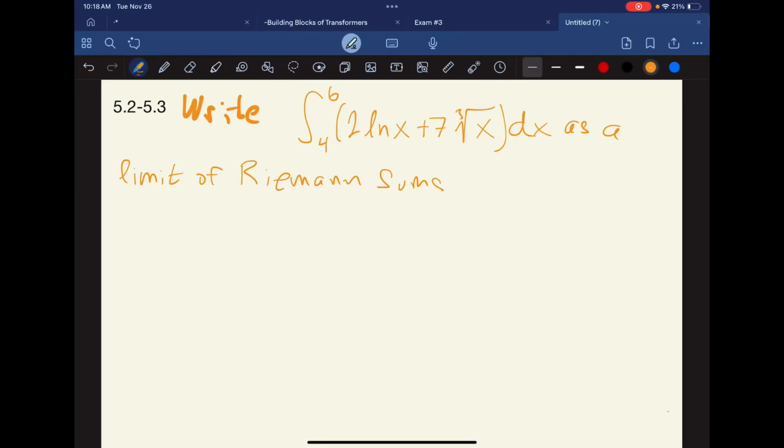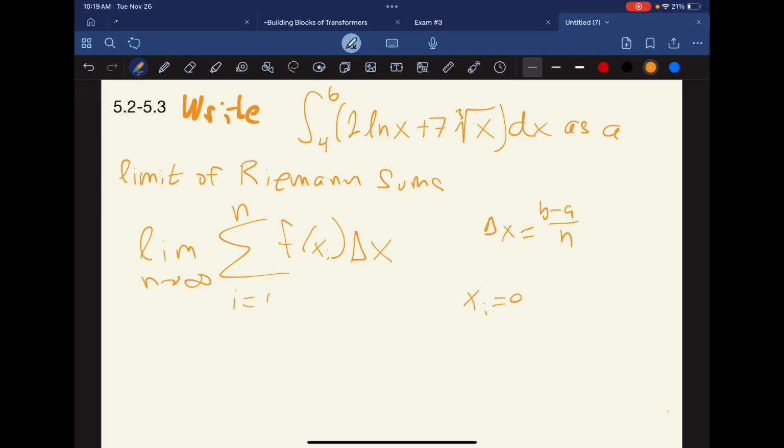Okay, so for this problem, we're looking to rewrite the definite integral as a limit of Riemann sums. So the key formula for this is going to be the limit as n approaches infinity of the sum from i equals 1 to n of f of xi times delta x. And so from this we can figure out, all right, so we know delta x is b minus a over n, and xi is a plus i times delta x.